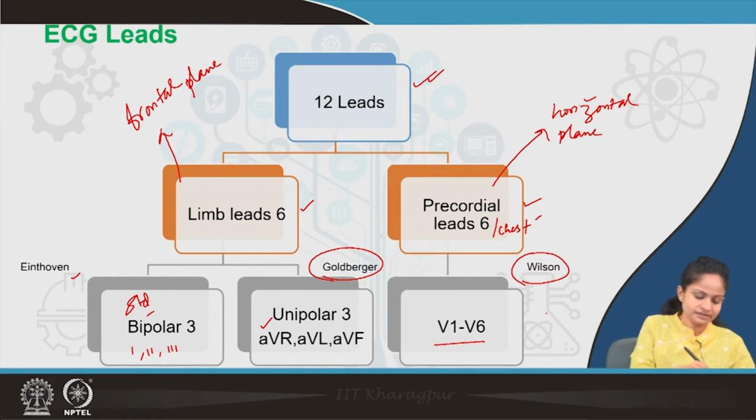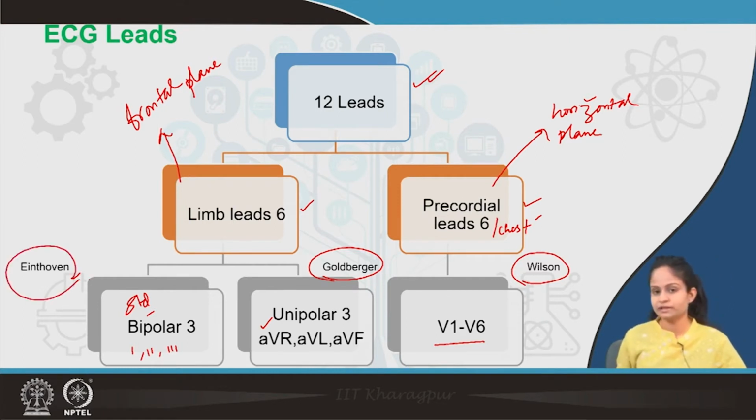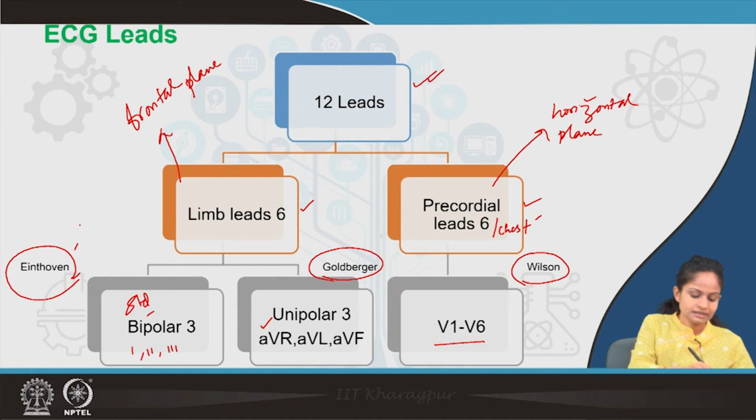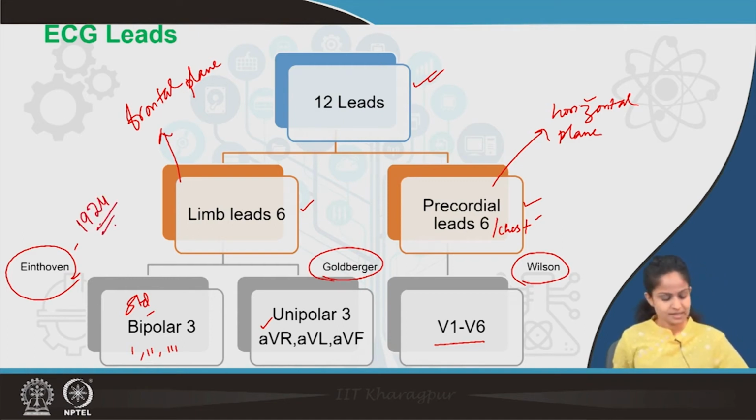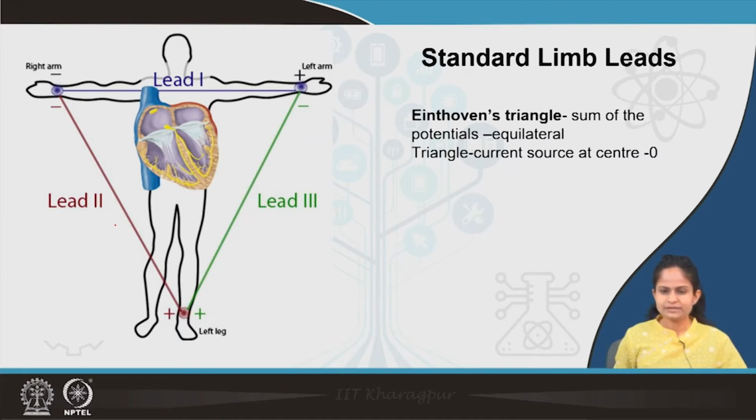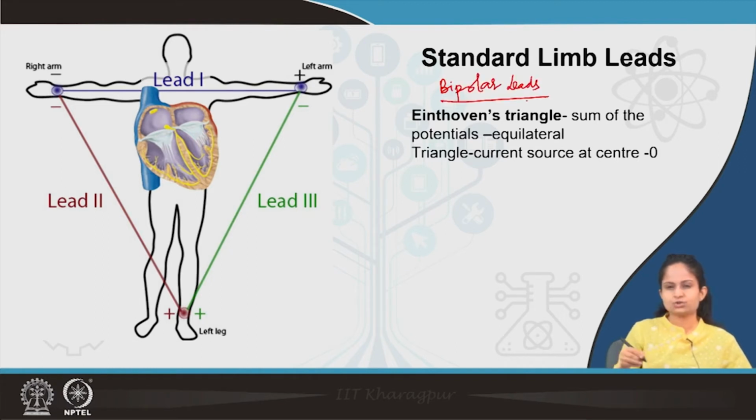Now, Willem Einthoven is a very significant name over here because this person got the Nobel Prize for the discovery of ECG in 1924. So, Einthoven discovered the standard limb leads, Goldberger the augmented unipolar limb leads, and the chest leads, V1 to V6, were discovered by Frank Wilson. Now, coming to the standard limb leads, as I told you, they are nothing but the bipolar leads. So, what do you understand by the bipolar leads?